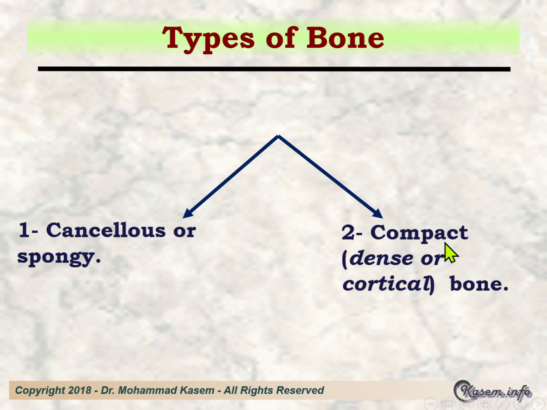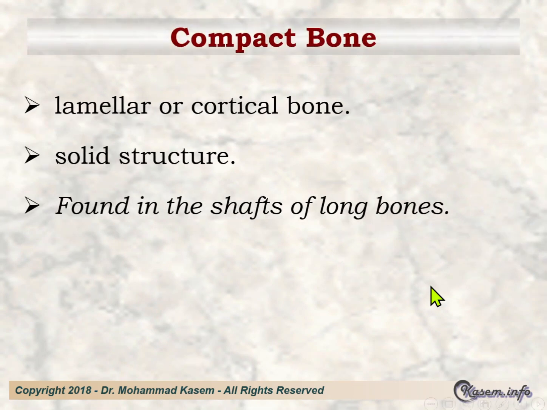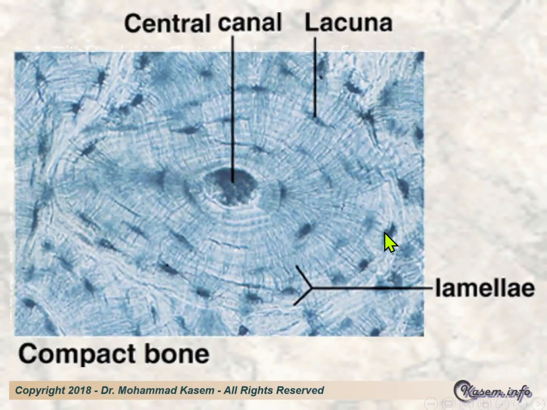But the other type is compact and contains a minimal amount of spaces or cavities inside. The compact bone is also called lamellar or cortical bone. It has a solid structure and is found basically in the shaft of long bones. This is a compact bone.